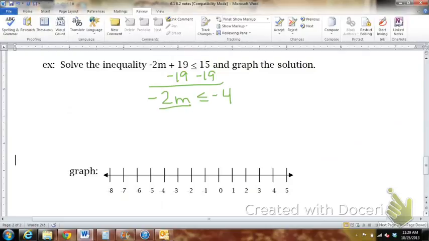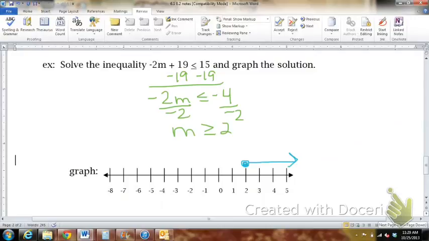Now I have to divide both sides by negative 2. I'm dividing by a negative, so remember to flip your inequality symbol. Negative 4 divided by negative 2 is positive 2. So now, to graph this solution, I have a line underneath my inequality symbol, so I'm going to put a closed circle over the 2, and m is greater than or equal to 2. The numbers that are greater than are to the right. So I draw my arrow all the way to the right.